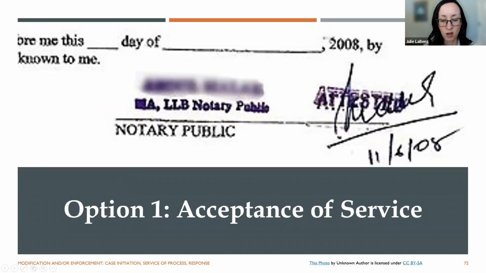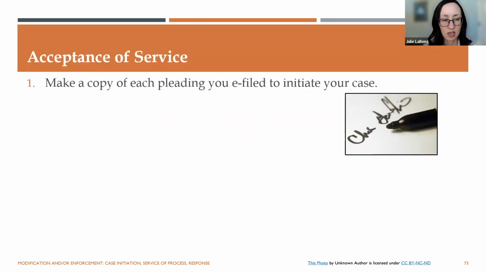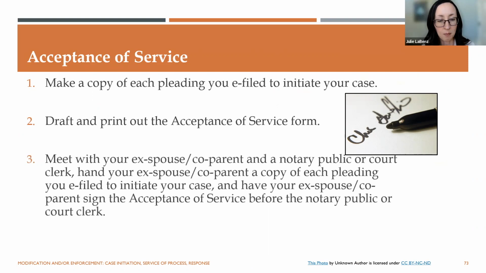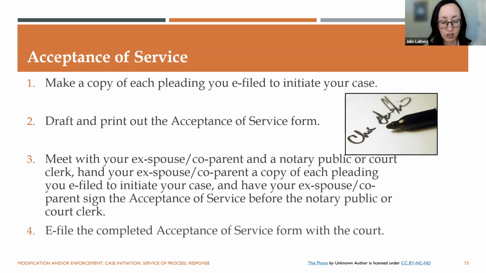Okay. Option 1 is the acceptance of service. So for the acceptance of service option, you would make a copy of each pleading you filed to initiate your case. Draft and print out the acceptance of service form, which I'll show you in a minute. Meet with your ex-spouse or co-parent and a notary or a court clerk. Hand your ex-spouse or co-parent a copy of each pleading you filed to initiate your case. Have them sign the acceptance of service before the notary public or court clerk, and then you e-file the completed acceptance of service form with the court.